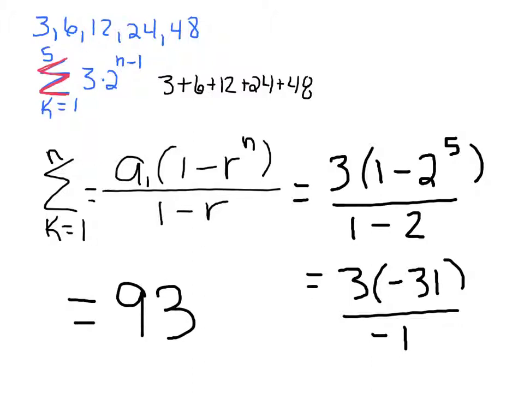Now you can verify for yourself on a calculator that 3 plus 6 plus 12 plus 24 plus 48 is equal to 93. But you'll sometimes be finding sums of larger terms than just this, so you'll need to use the formula on some questions.